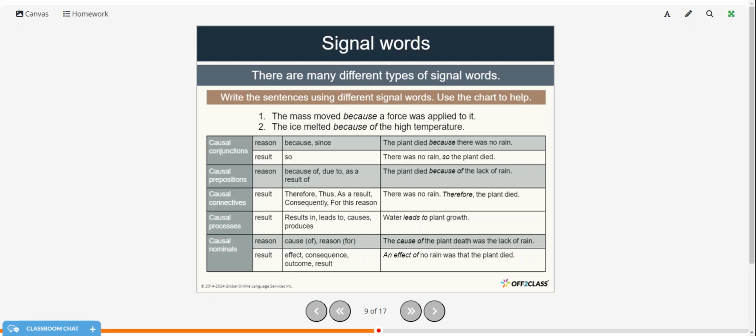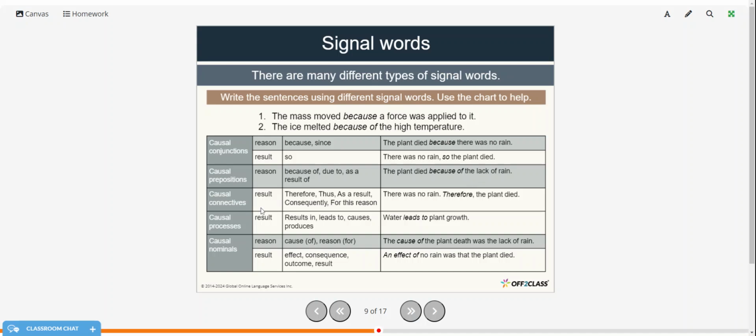Reason words could be because or since. The plant died because there was no rain. Or result: so there was no rain, so the plant died. Causal prepositions to show reason could be because of, due to, as a result. The plant died because of the lack of rain.